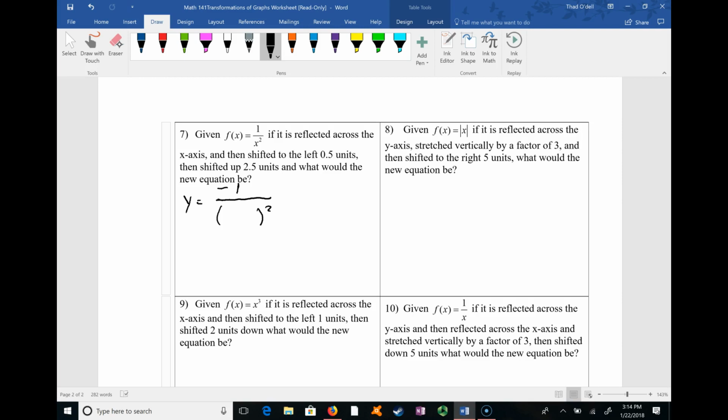And then the only things left now is the shifts. So if I were to shift it to the left 5 units, that's going to happen down here where I'd go x plus 0.5, right? So you can see how those match up. And then we also need to shift up 2.5 units. So that's going to happen out here, right? And so that would be plus 2.5.